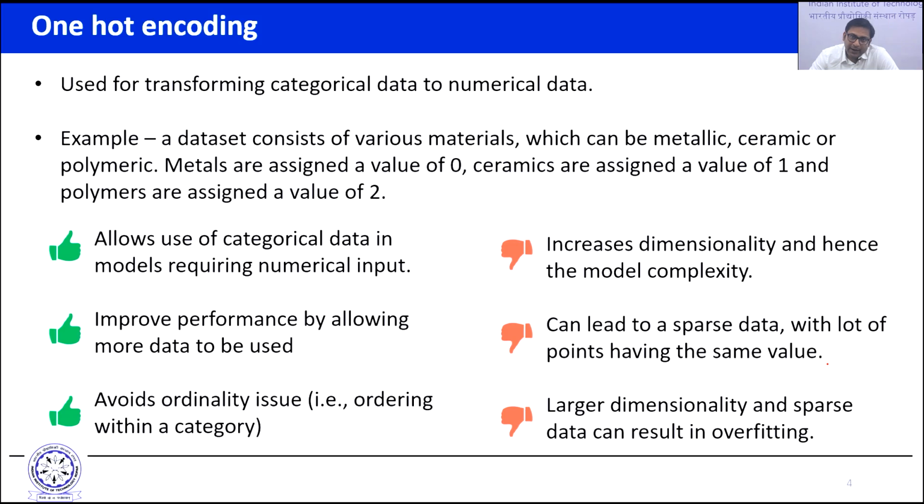And so when you have a situation where the dimensionality of the problem has increased, but at the same time you have collapsed a lot of data into a single point, essentially making it sparse data, that can result in overfitting. So you have to be very careful when you are using one-hot encoding. There are certain cases where one-hot encoding can be very useful, and there are some cases where it can be a little bit problematic.